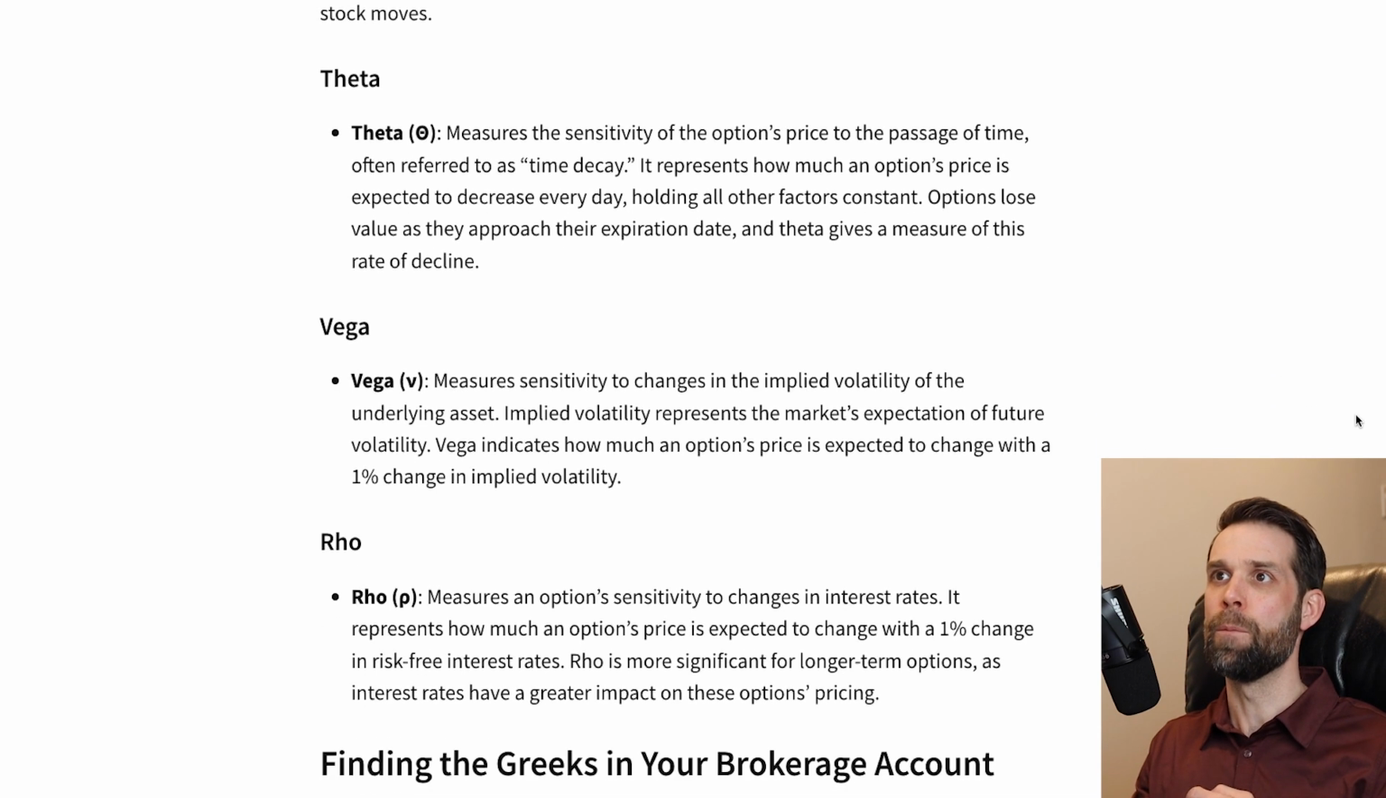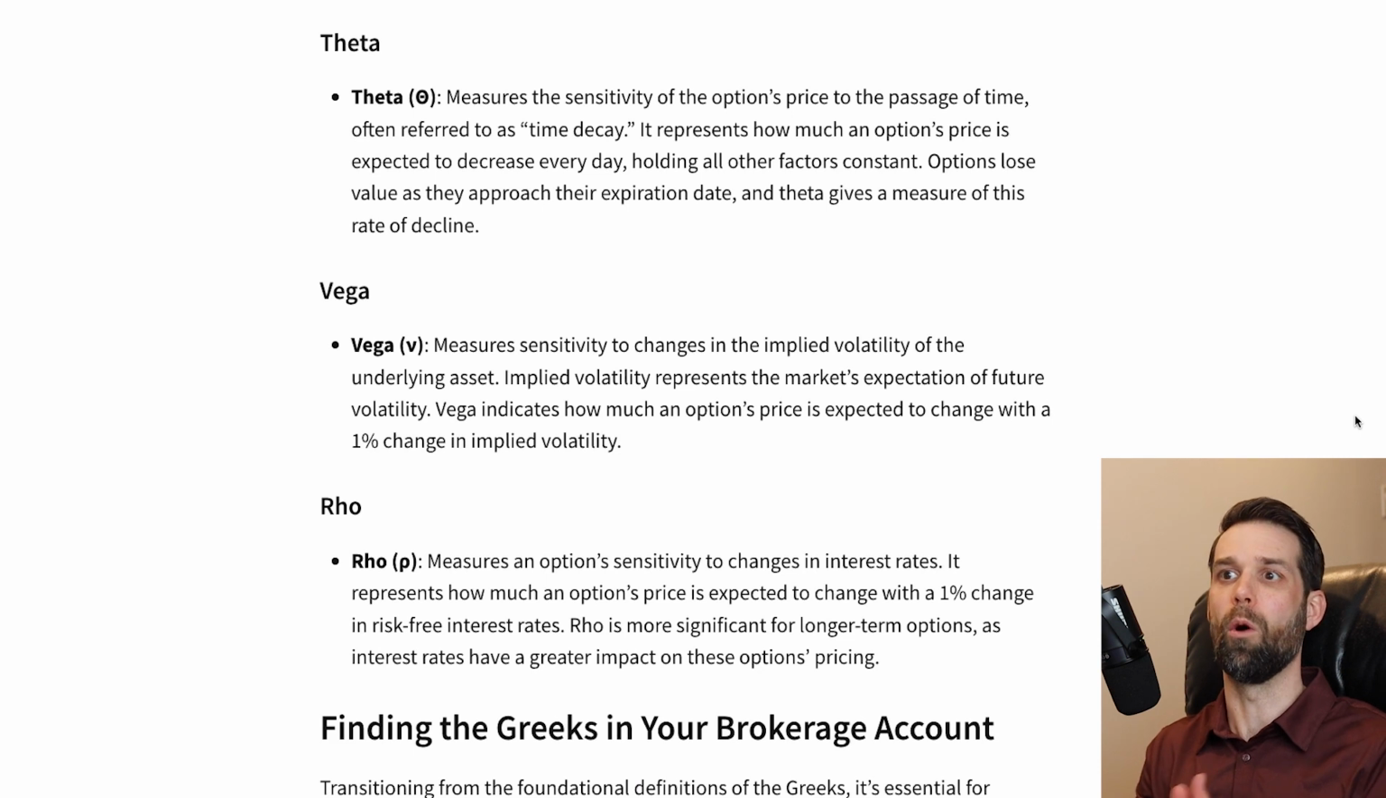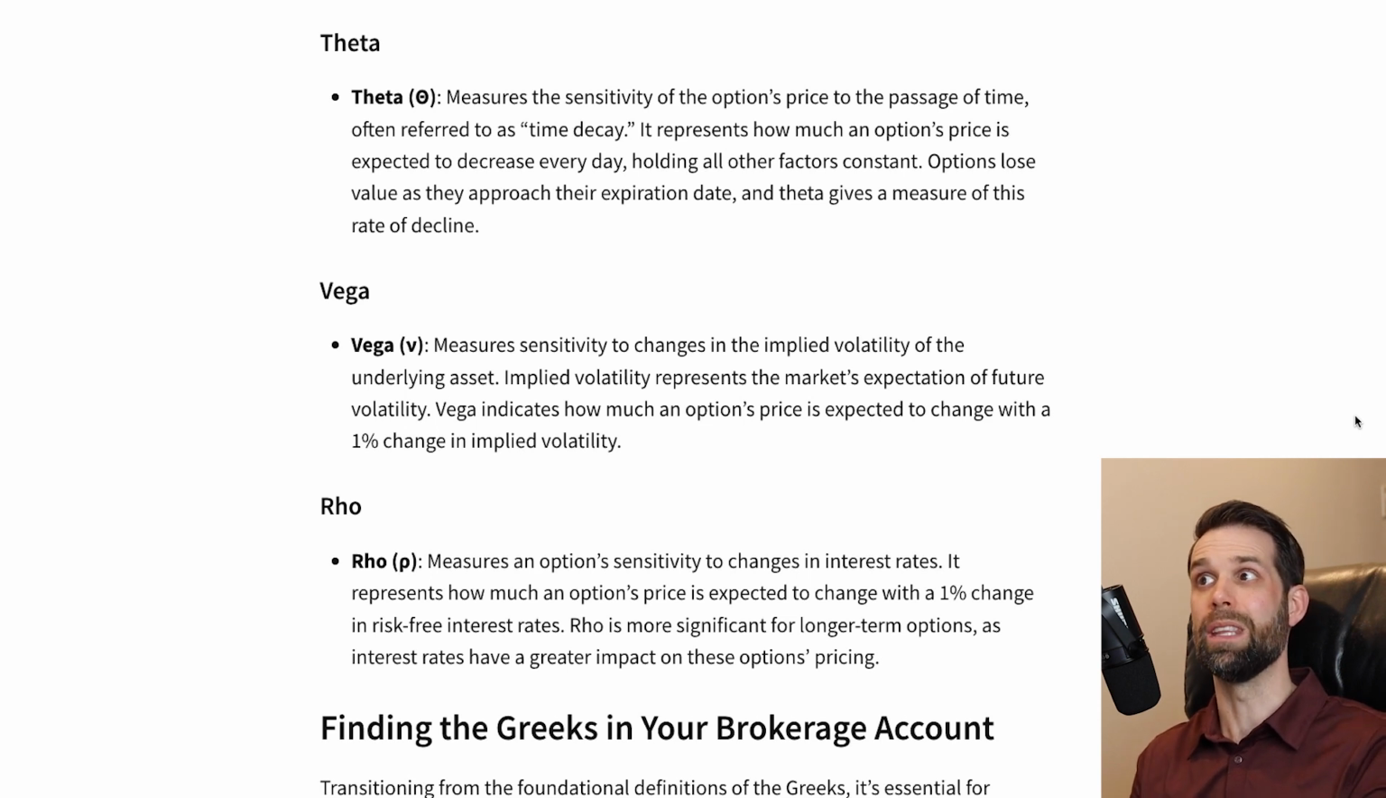Okay, so now we have Theta, Vega, and Rho, and these ones are a little bit more straightforward. Theta, basically, this just measures the sensitivity of the option's price to the passage of time.